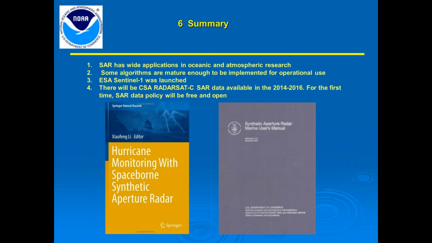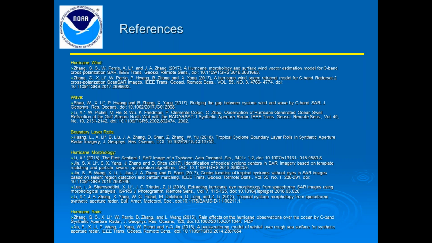Again, we have two books, one edited by Chris Jackson on the right-hand side, and another fairly new one that just came out a few months ago. It's Hurricane Monitoring with Spaceborne SAR. There are 16 or 17 chapters in there, detailing all the capabilities of this instrument, and you can get both on Amazon. Again, those are the papers associated with this talk. I'm going to leave it there. This concludes my talk. Thank you very much.